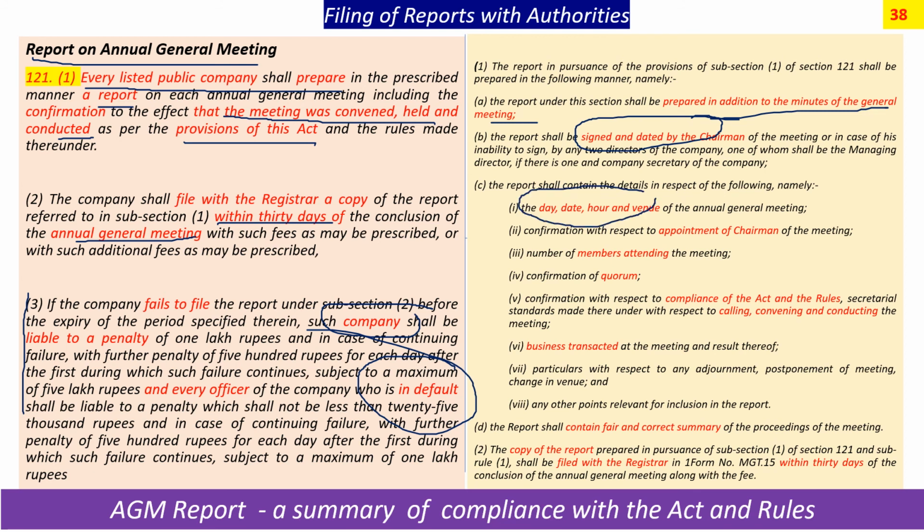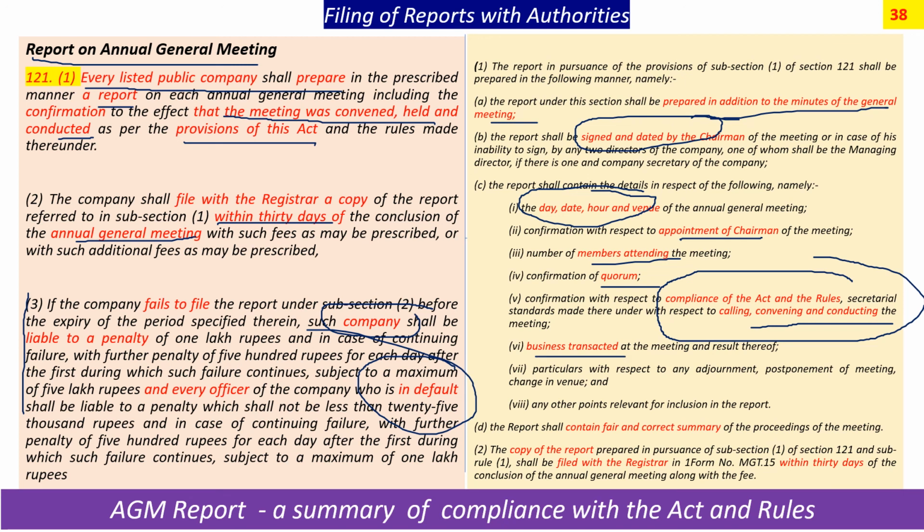It will indicate the day, date and venue of the annual general meeting. It confirms that appointment of chairman was held in the meeting. Members attending the meeting, the number. It confirms the quorum. And it confirms compliance of the Act and rules in calling, convening and conducting requirements of meeting. It details the business transacted and the results thereof. And it will contain a fair and correct summary of the proceedings of the meeting. And a copy of the report shall be filed with the registrar within 30 days of the conclusion of the meeting. This is the report on the annual general meeting.